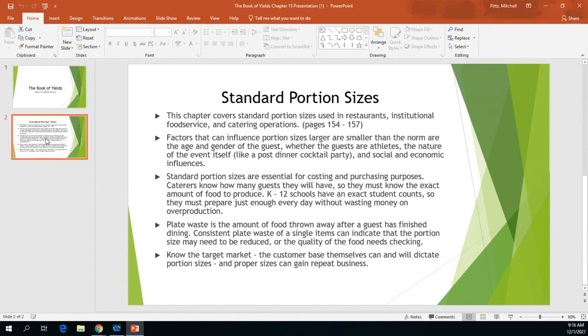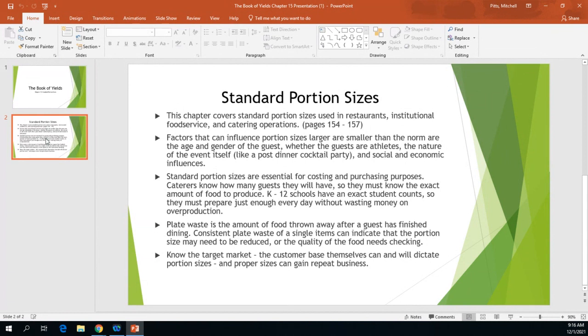So standard portion sizes are essential for costing and purchasing purposes. Caterers know how many guests they'll have, so they must know the exact amount of food to produce. It says kindergarten through 12 schools have exact student counts, so they must prepare just enough every day without wasting money on overproduction.